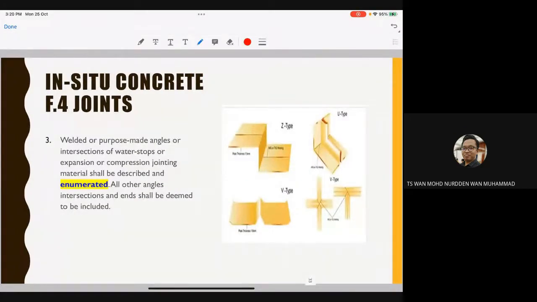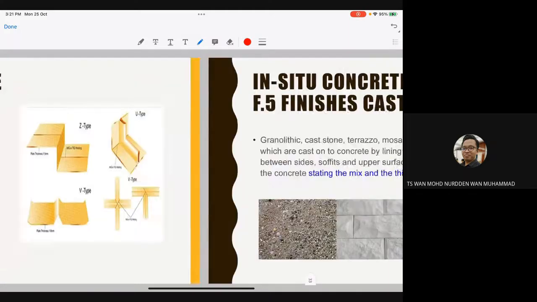Okay. Number 3, welded or purpose-made angles or intersection of water stop or expansion or compression jointing material shall be described and enumerated. Numbers. Okay. All other angles, intersection at the end and ends shall be deemed to be included. Okay. Let's say we need all of this material, welded or purpose-made angle or intersection or water stop, to be placed at our jointing. Okay. So enumerated, numbers.